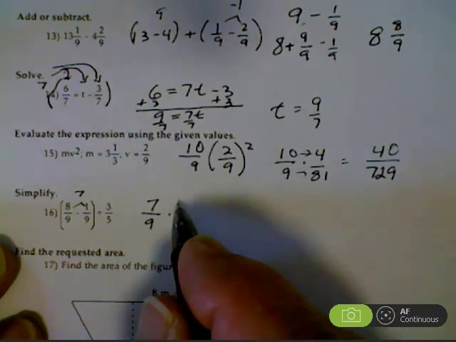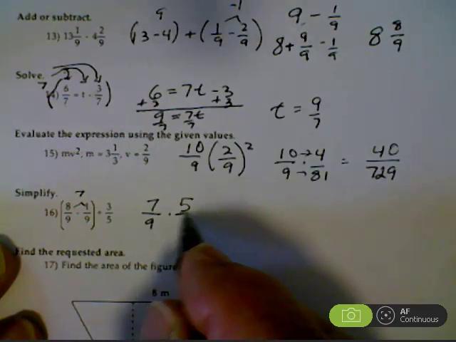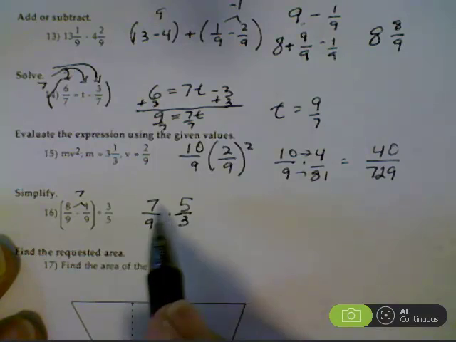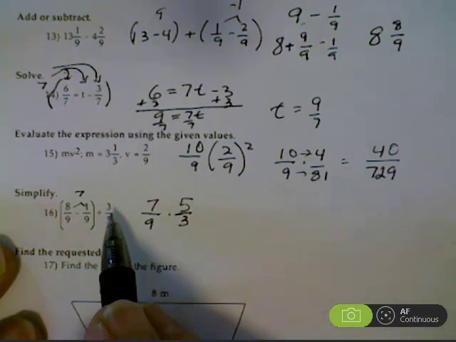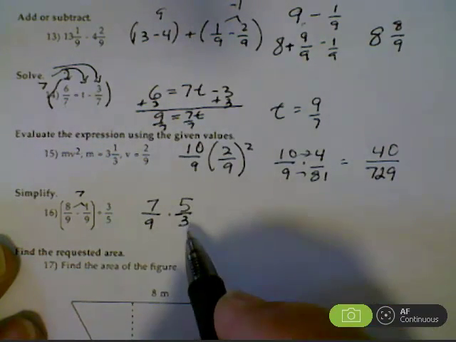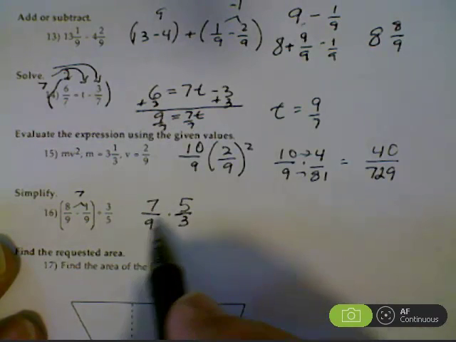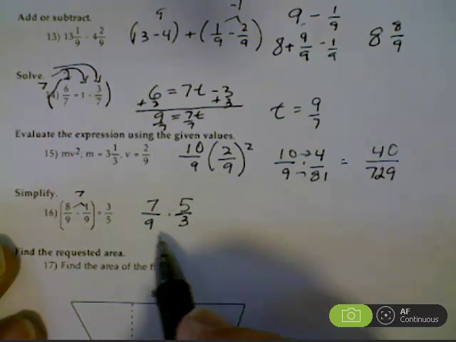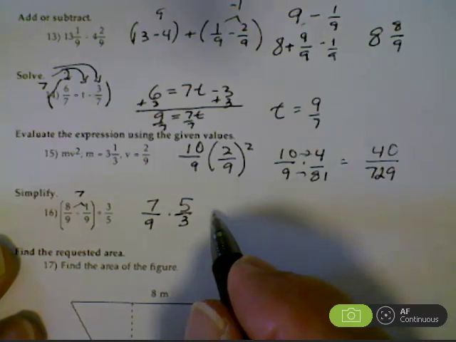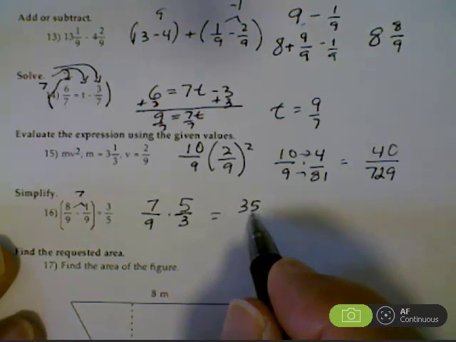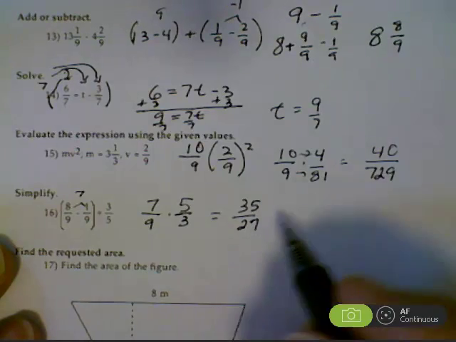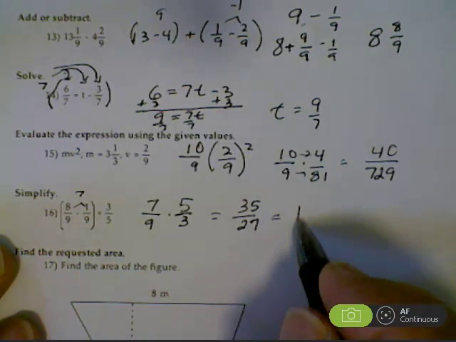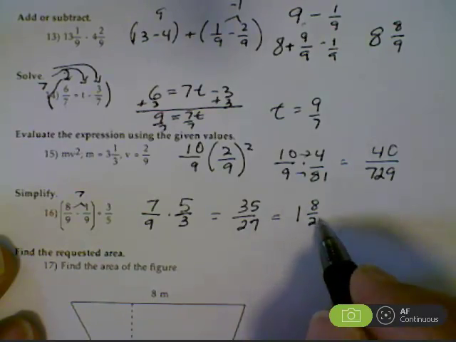So we have to flip our 3/5 and multiply. Flip and multiply, or some people say multiply by the reciprocal. Again, we look, is there something to simplify? And no, 7 and 5 are prime, and there's all 3's on the bottom. So we have 35 over 27, which is a mixed number, which we change to 1 and 8/27.